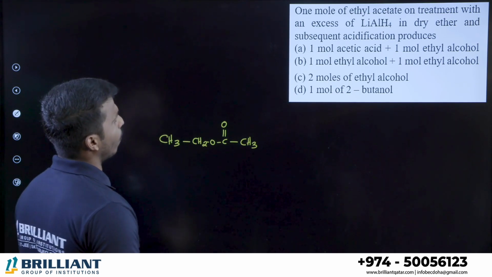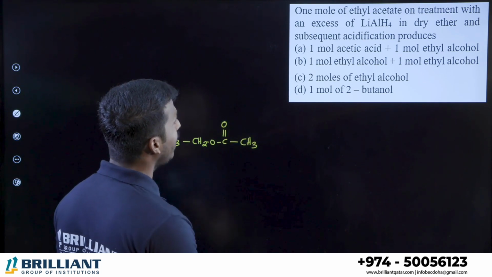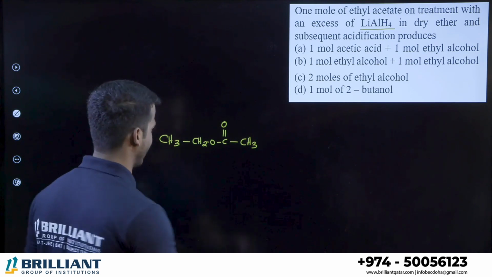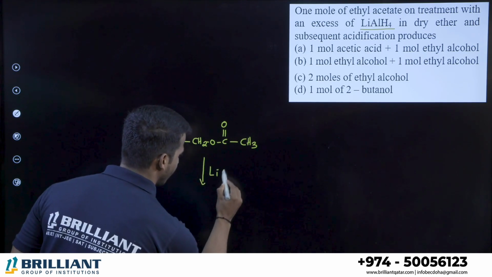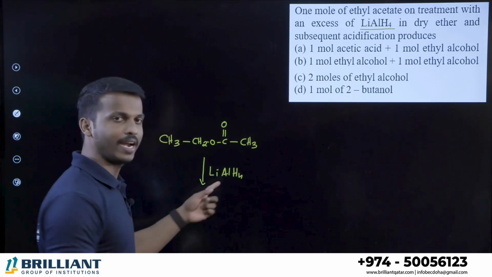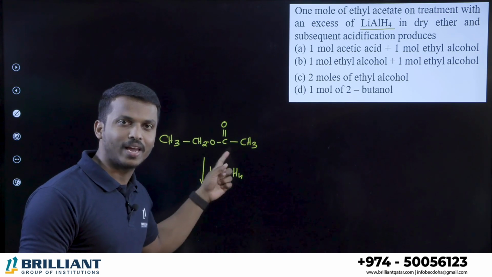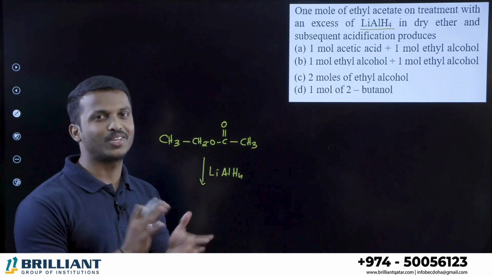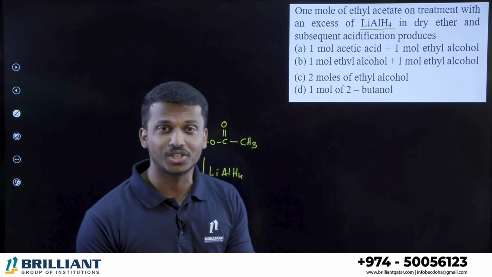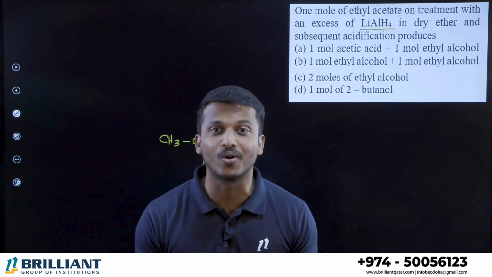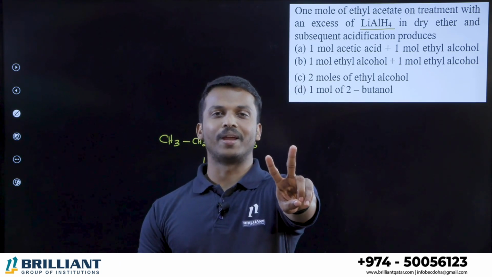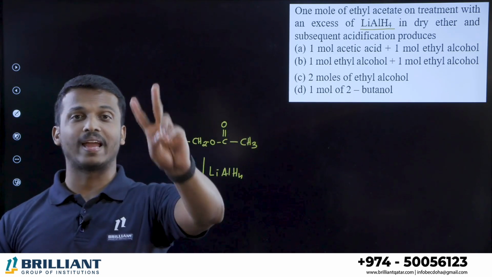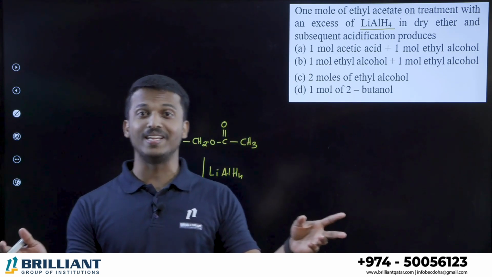All right. Now, it is treated with excess amount of lithium aluminum hydride. It is a reduction. Ester you can reduce through lithium aluminum hydride. It is very easy to write the product. Ester on reduction, you will get alcohol. How many alcohols? 2 alcohols. Keep in mind, all of you, dear all. An ester on reduction, you will get 2 alcohols.